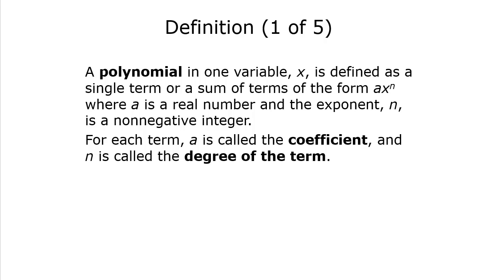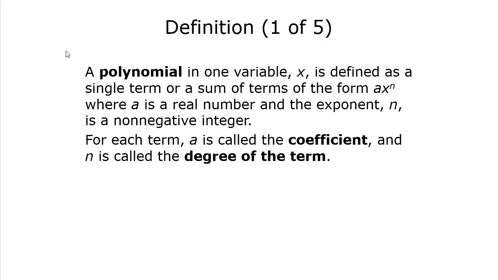So what that means is the power can be 0, which of course means the variable goes away altogether because x to the 0 is 1, and then you just get a, you just get that constant. So a polynomial can have a little constant term at the end of it. n could be 1, so then you just get a x, and then it could be any power above that.